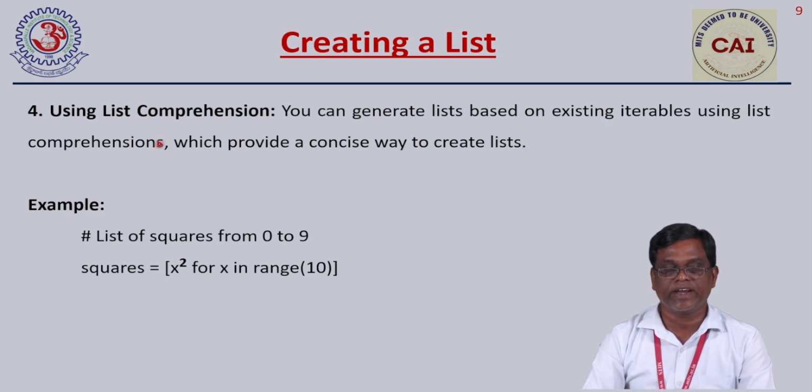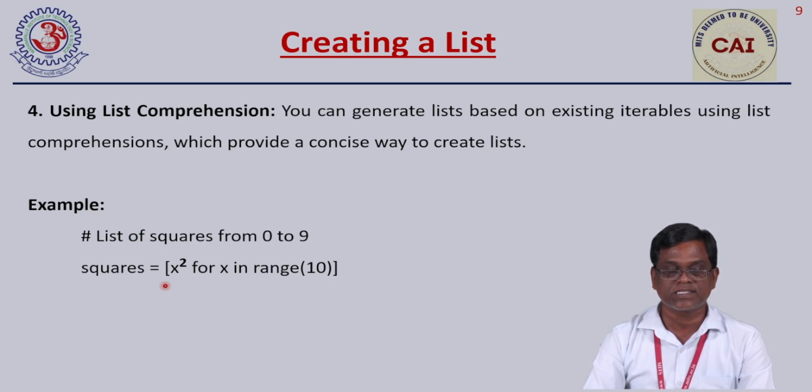And another method is there for creating a list. We can create a list using a list comprehension. This particular method will generate a list of values based on some existing iterable values. So for example, by using the range function, I'm going to implement this list comprehension approach, where I'm going to create a list of values. See this, I want to create the list of square values from 0 to 9.